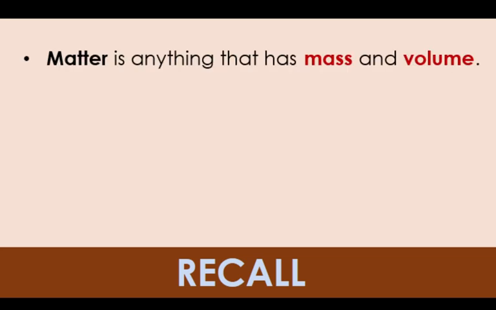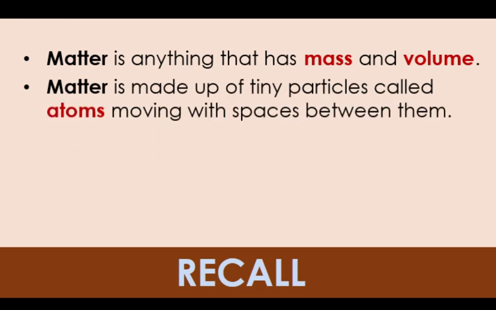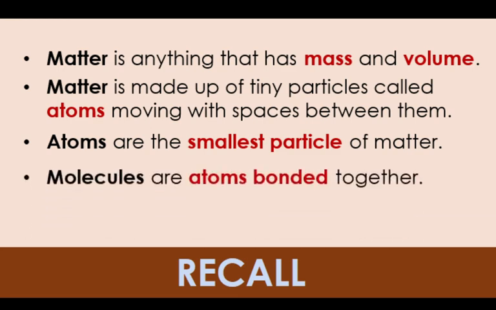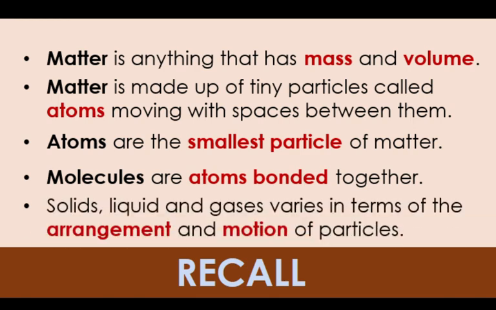But before we proceed, let's have first a recall of what you have learned in the previous video lesson. In the previous video lesson, you have learned that matter is anything that has mass and volume. Matter is made up of tiny particles called atoms, moving with spaces between them. Atoms are the smallest particle of matter, and molecules are atoms banded together.